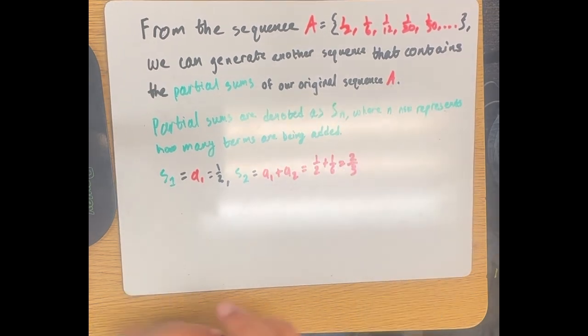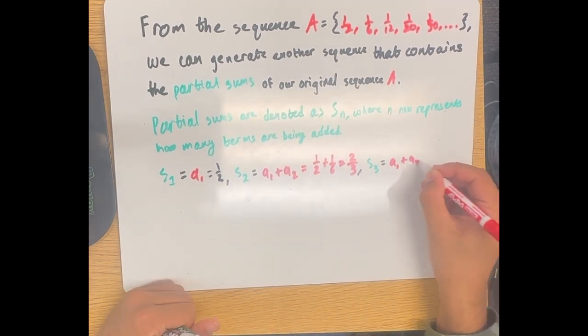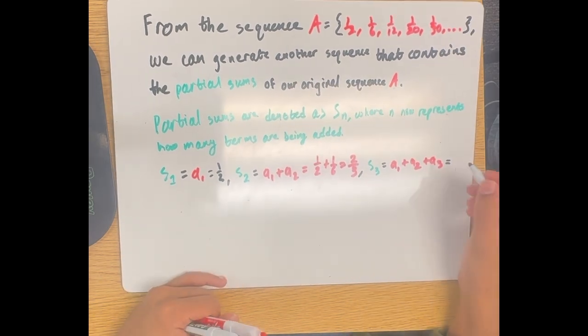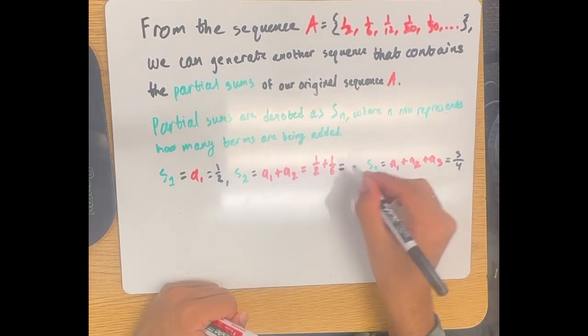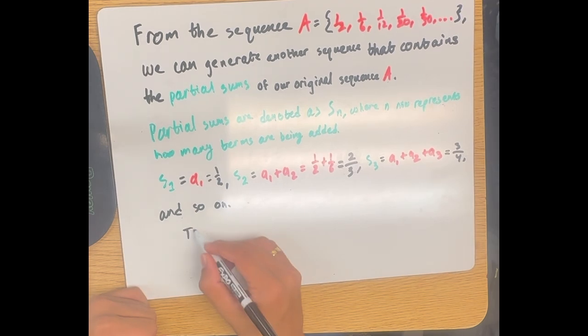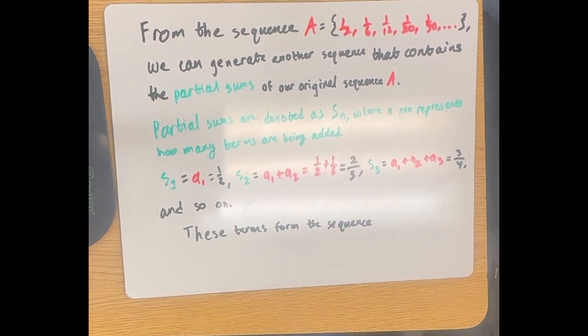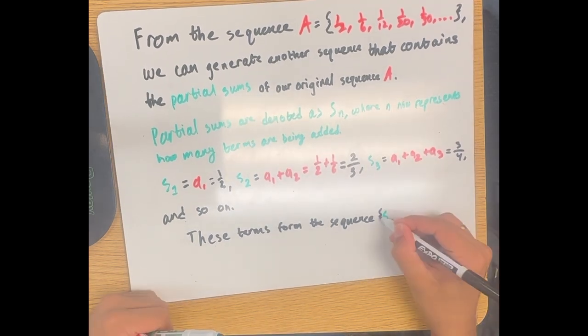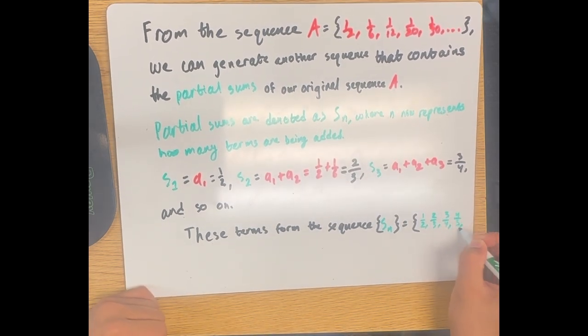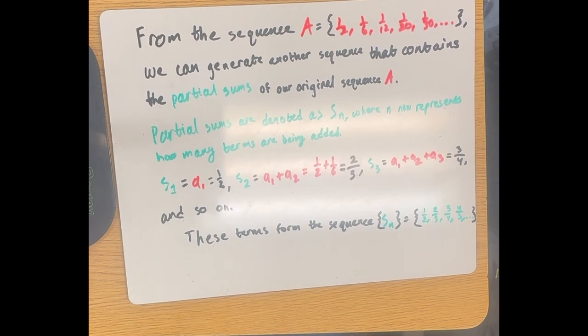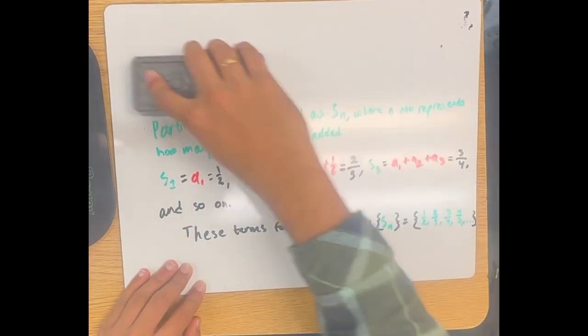So s sub 1 is a1, which is 1 half, s sub 2 is a1 plus a2, which is 2/3, and s sub 3 is a1 plus a2 plus a3, which is 3/4, and this continues. So if we put these partial sums into a sequence and call it s sub n, now we get 1 half, 2/3, 3/4, 4/5, and so on.